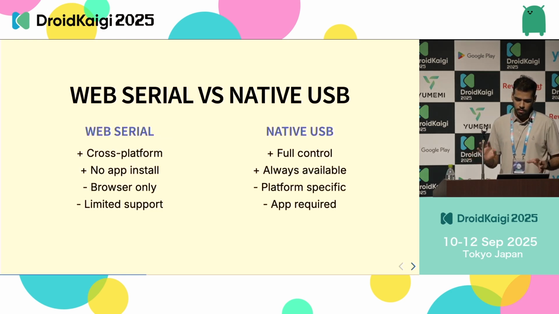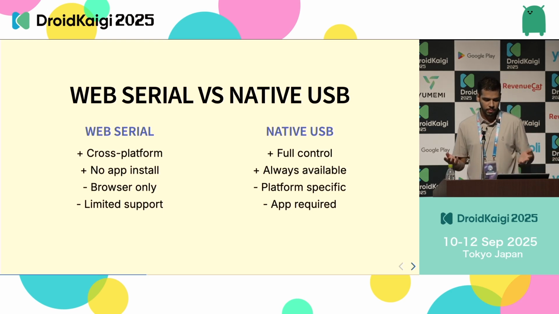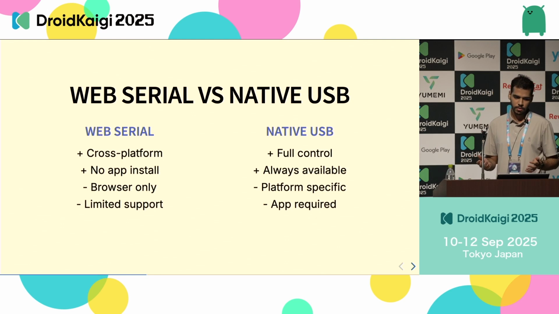So in case somebody's wondering how is the limitation with USB, web serial is cross-platform, and you have no app installation. But again, browser limitation, and it has limited support because it was only released like 3 years ago, and there is work being done, but there are not so many open source contributions being done. For the native USB, you have full control. It's always available, but it's platform specific, and you always need an app to work with it.